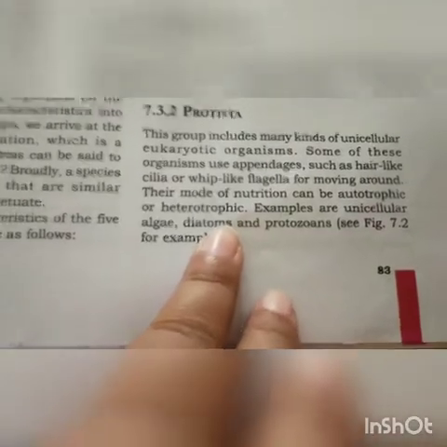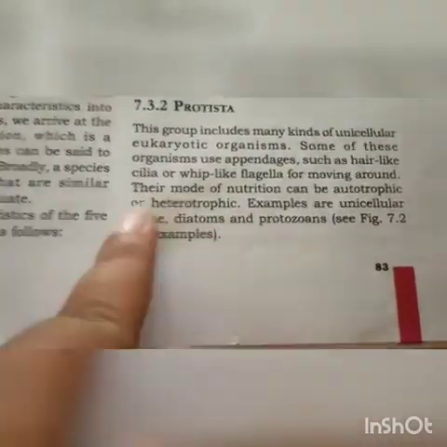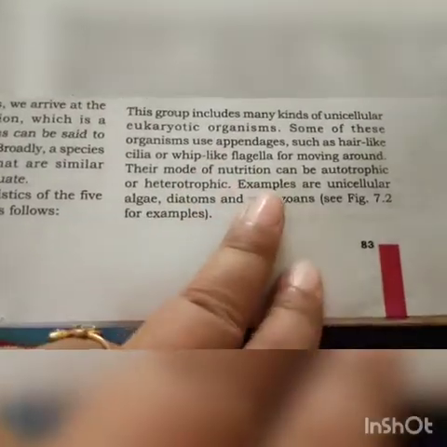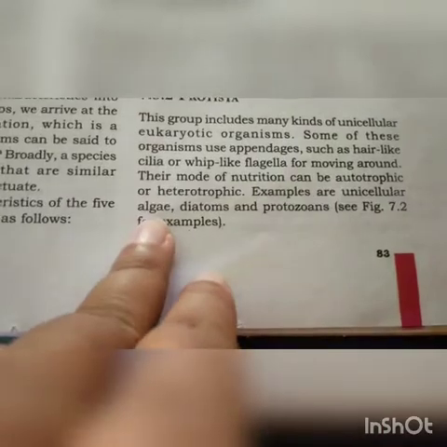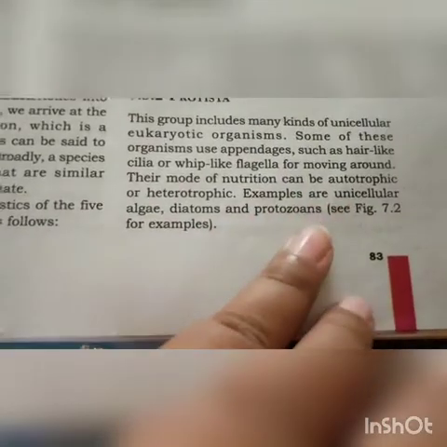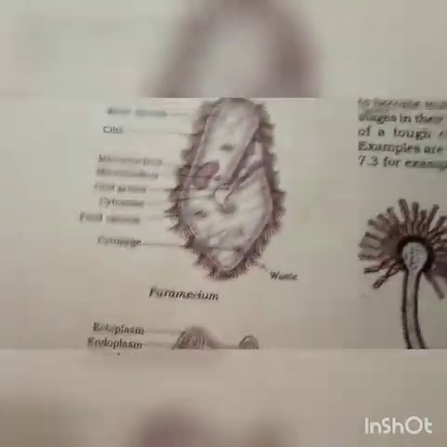They are also mode of nutrition. Some are having the autotrophic, some are having the heterotrophic. Examples are unicellular algae, diatoms, and protozoa. So these are the example of Protista. Okay, here some diagram of some Protista are given.